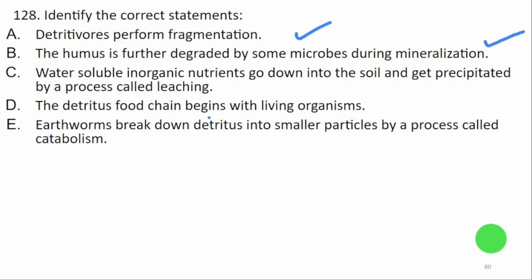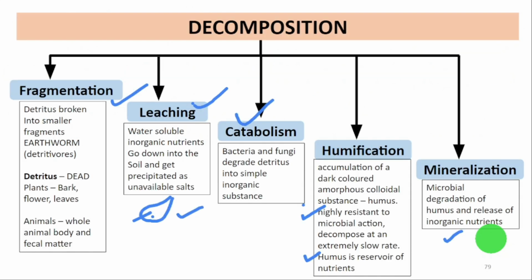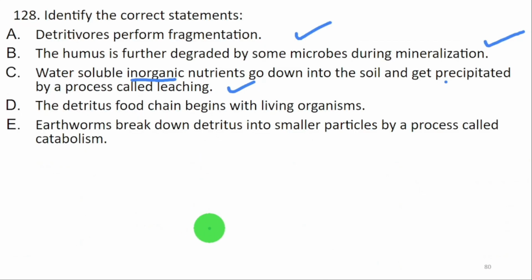Mineralization. Water soluble inorganic nutrients, very important, inorganic, go down into the soil and get precipitated by a process called leaching. Water soluble inorganic nutrients go down into the soil, get precipitated as unavailable salts. So we have three statements correct.